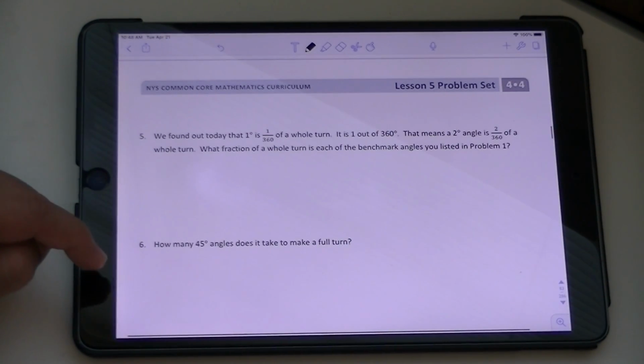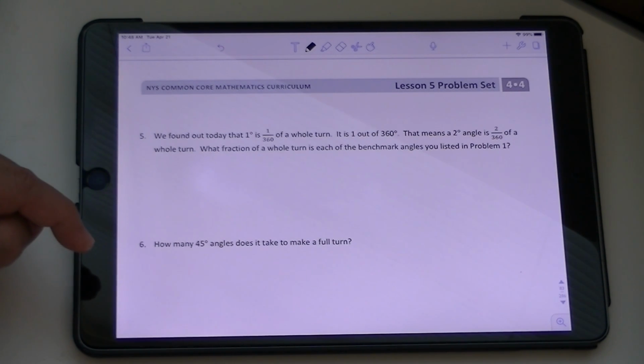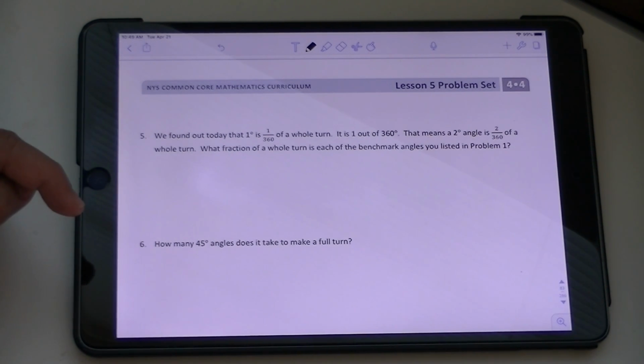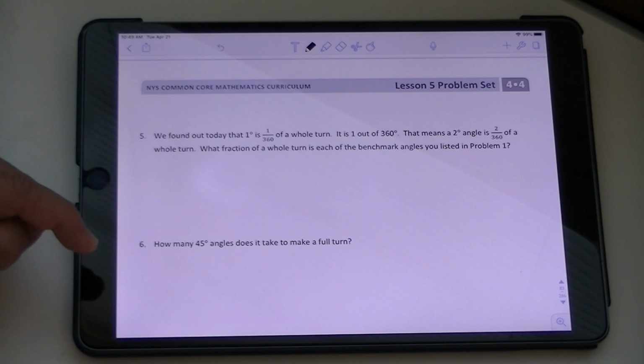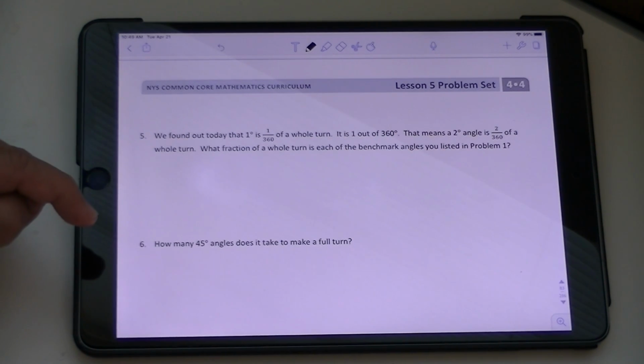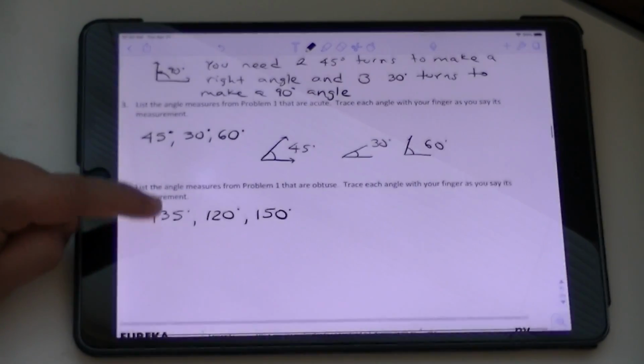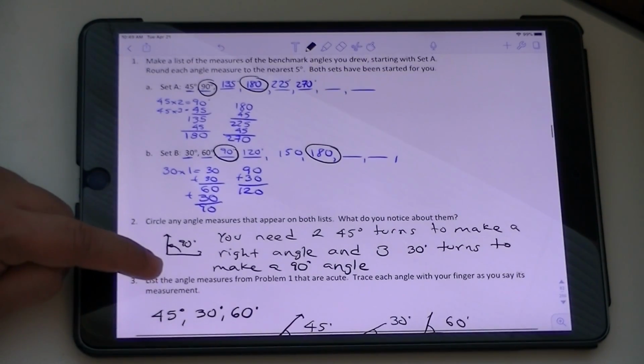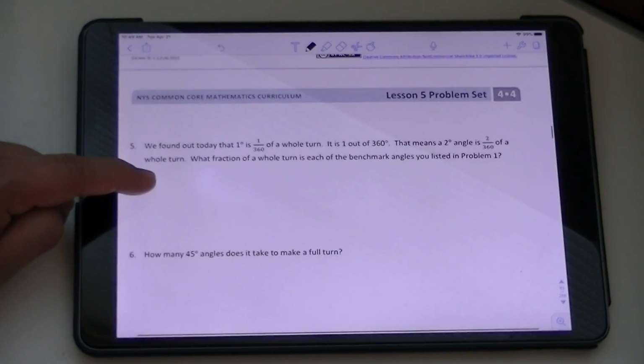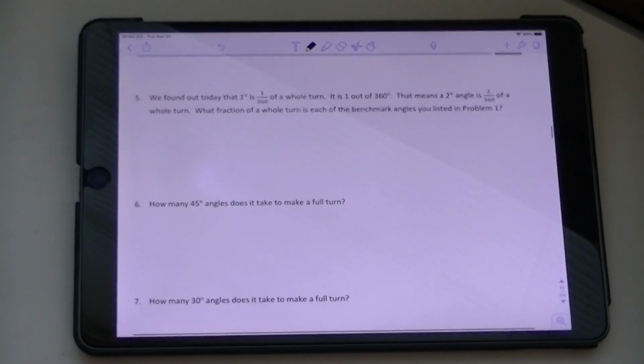5. We found out today that 1 degree is 1 out of 360 of a whole turn. Yes, it is 1 out of 360. That means that a 2 degree angle is 2 out of 360 of a whole turn. What fraction of a whole turn is each of the benchmark angles you listed in problem 1? Okay, so problem 1, let's do A first, okay? This one's tricky, so you have to think about it.